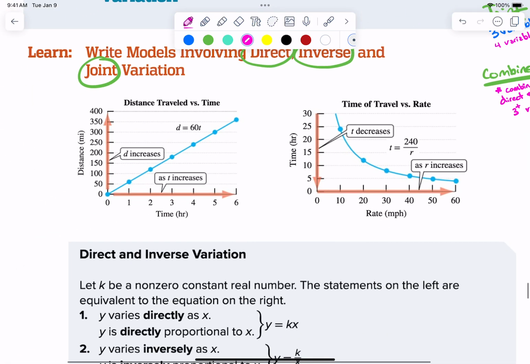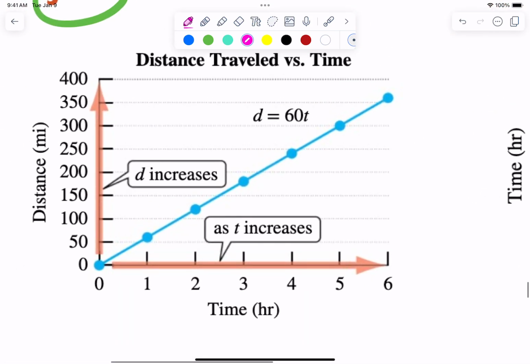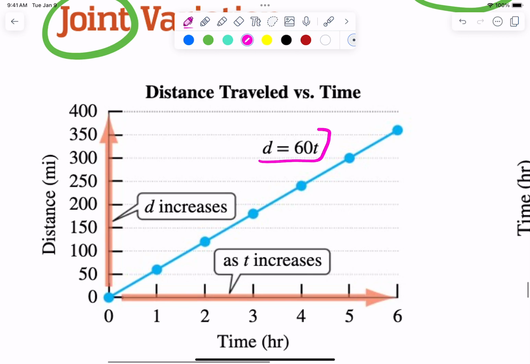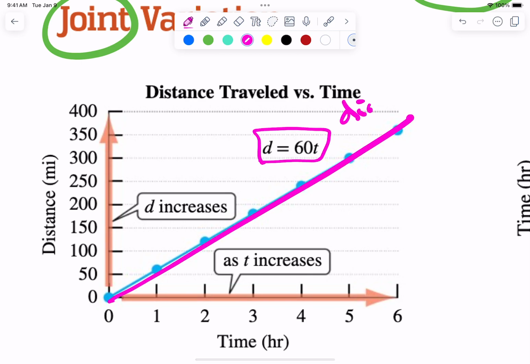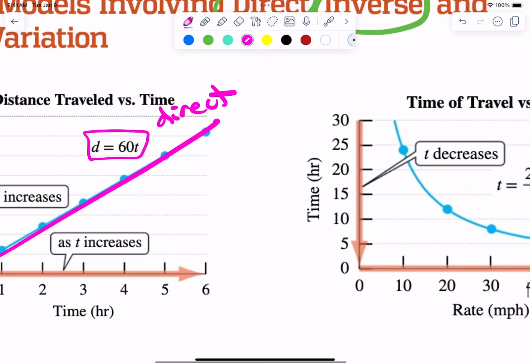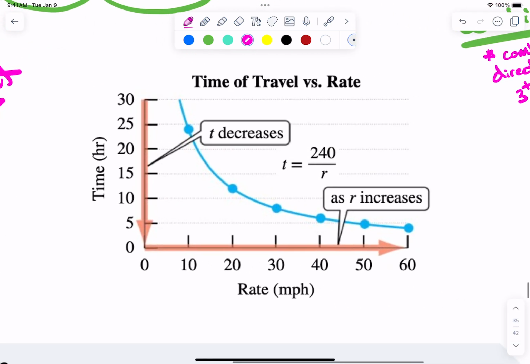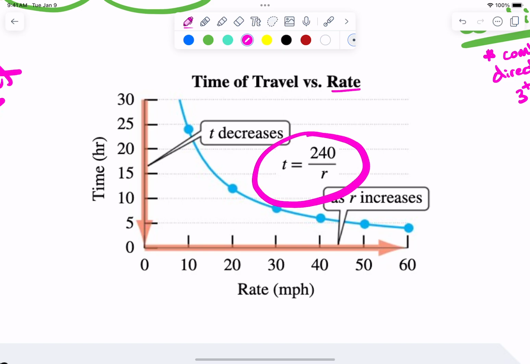Okay, so for graphing purposes, they said that this is d equals 60t. That's an equation for direct variation. That is an example of a direct variation where we're comparing distance traveled versus time. This guy over here is the time in relationship to the rate, right? So the time that it takes is the distance divided by the rate that I'm going. So that is an inverse relationship.